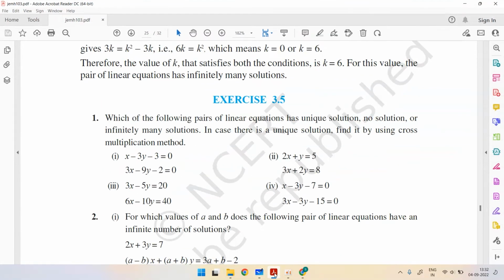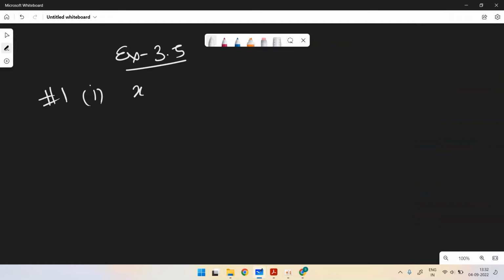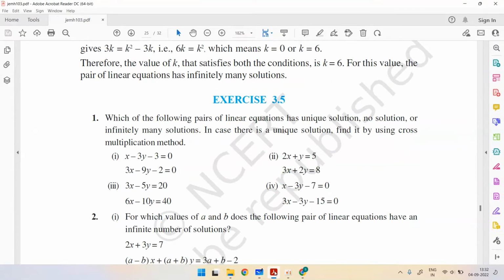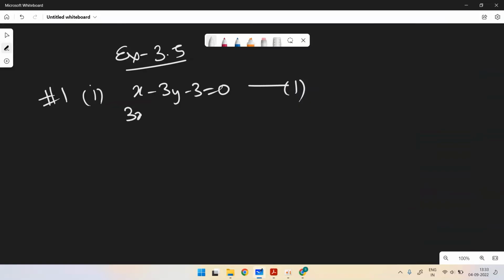The first part is x minus 3y minus 3 equals 0, and the second I am taking is 3x minus 9y minus 12 equals 0. This is my second part.